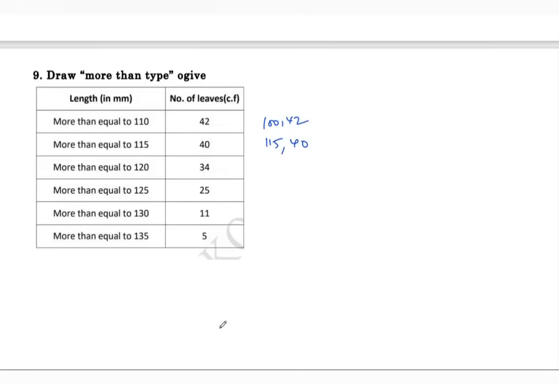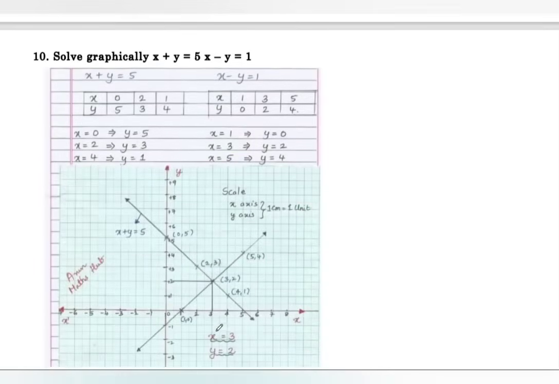This is the question for your practice. Take a graph sheet, or in the book itself you can do it. In the examination, 2 graph sheets will be provided. One for solving the pair of linear equations graphically, 4 marks. Another is for the ogive. Now moving to the second question.